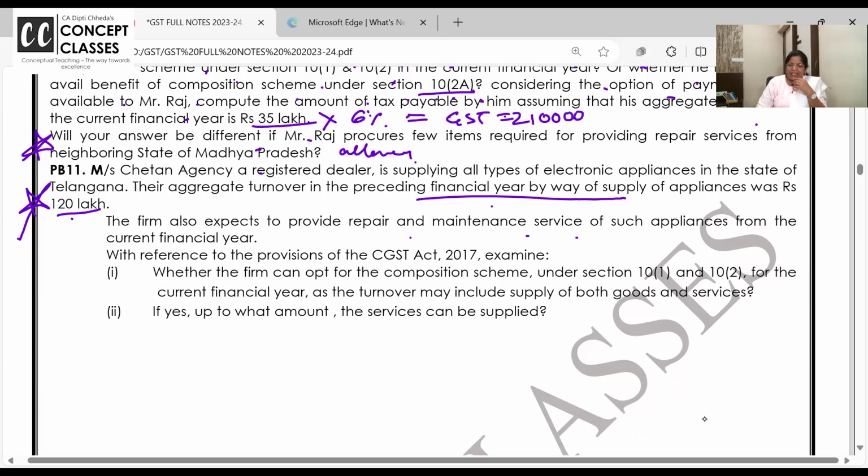But with that, they intend to give some AMCs, repairs and maintenance, that if you buy from our store, 1 year we will do the service at nominal rate or whatever. So whether the firm can opt for the composition scheme under 10.1, 10.2 for the current financial year, even if they are supplying both goods and services? Yes. If yes, what amount of services they can provide, this will surely come in MCQs. I will ask the same question in the class test. Abhi bata de rahi. Control C, Control V.